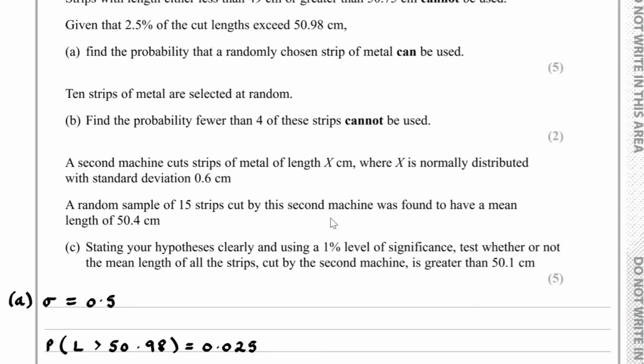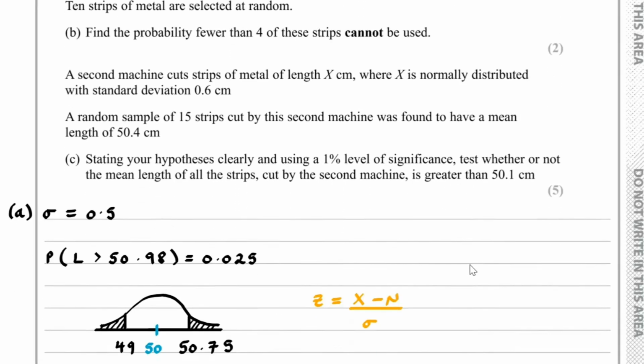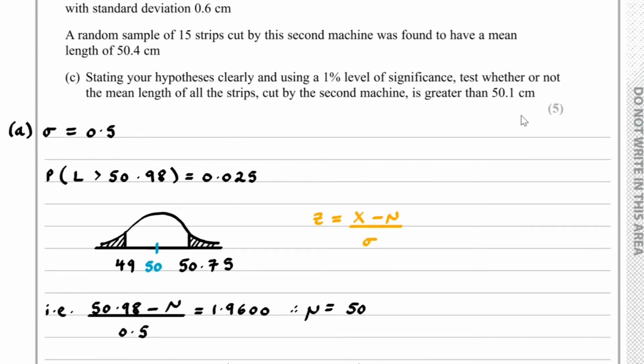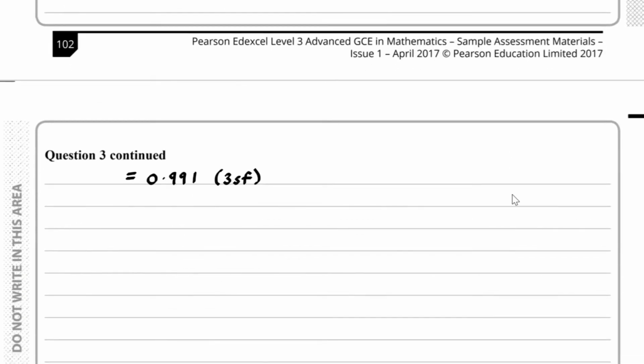Stating your hypothesis clearly and using a 1% level of significance, we have to test whether or not the mean length of all the strips cut by the second machine is greater than 50.1. So we are testing if the mean is greater than 50.1. So for part C, our null hypothesis is that the mean stays the same at 50.1, and our alternate hypothesis is that the mean, mu, is greater than 50.1.